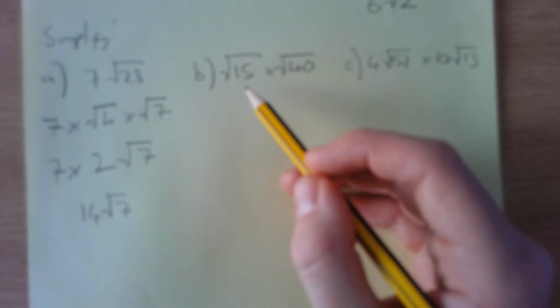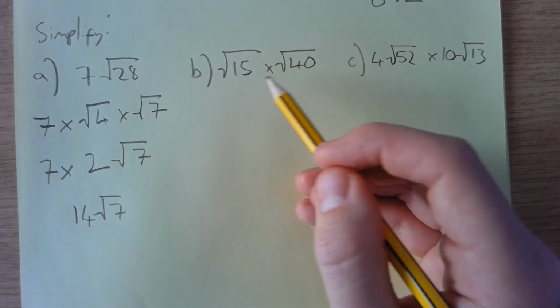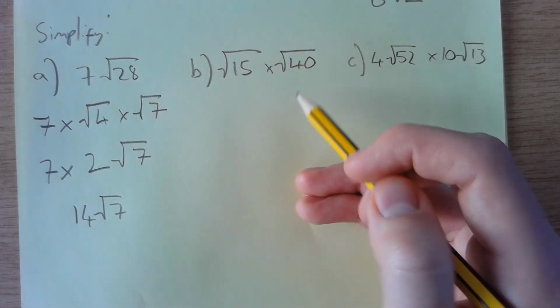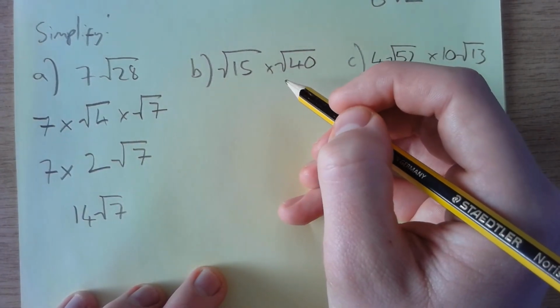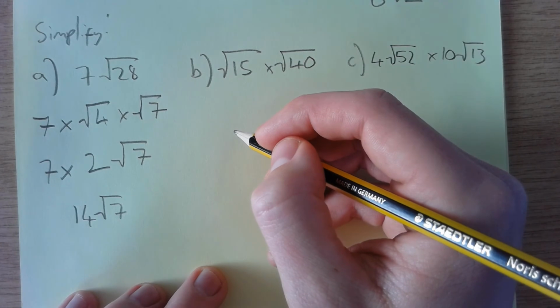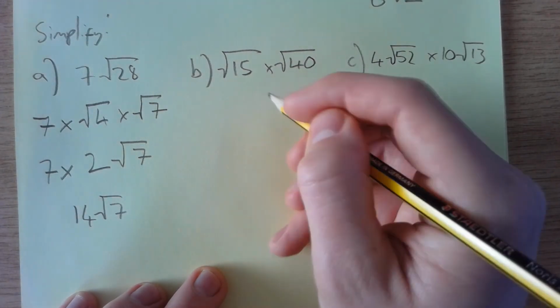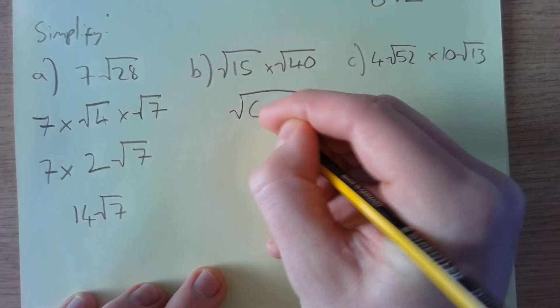Question B says root 15 times root 40. So again, when I've got these two, actually I don't want them as two separate roots. It's going to be simpler to times them together to make them one square root. 15 times 40 is 600, because I know that 10 times 40 is 400. 5 times 40 is 200, so 15 times 40 is 600. So that just equals root 600.